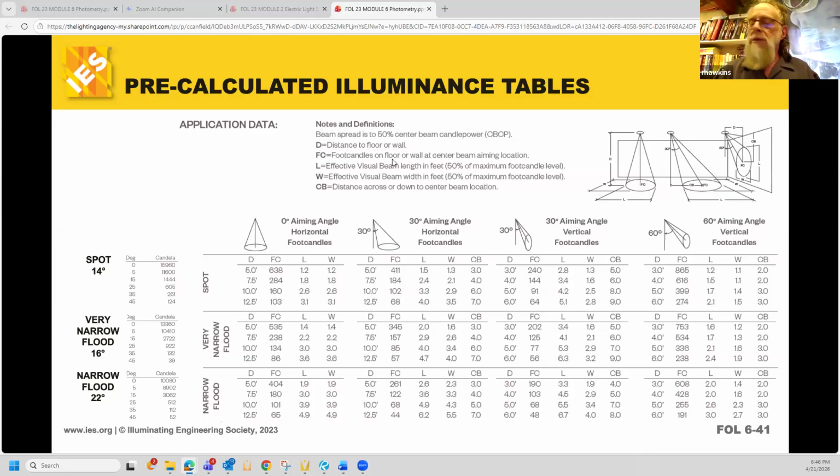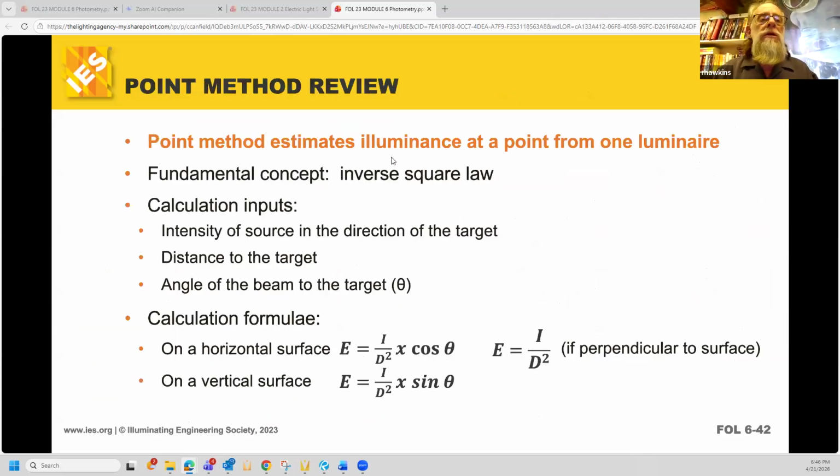All right, let's see where we're at. 646. Point method review. E equals I over D squared cos theta. That's the big deal. Always remember that theta refers to your incident angle to the surface. Incident angle straight onto the surface is 0. Your cosine becomes 1, and you have no cosine depreciation. As you move away from that, your distance gets longer and your cosine values drop, and so you fall off in terms of how many foot candles make it to that surface from that same fixture. That's a big deal there.